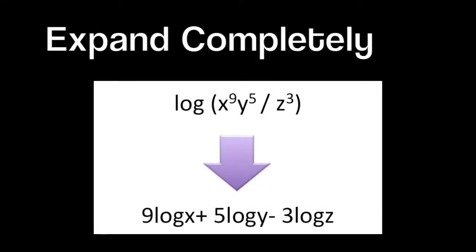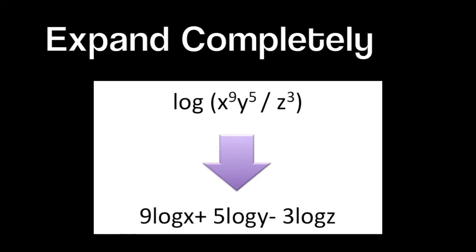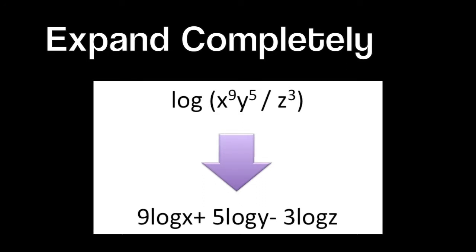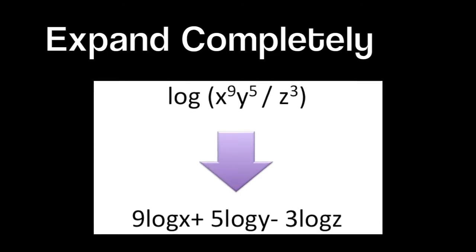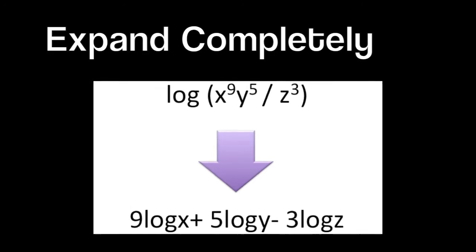To expand this logarithm, first you would undo the product property of the numerator by expanding it using addition. Then you would expand the denominator by undoing the quotient property out to subtraction. Finally, you would take the exponents of the arguments and move them to the front as coefficients of the log.